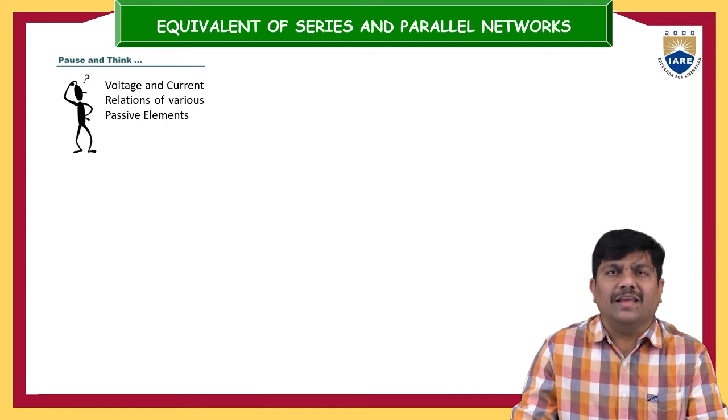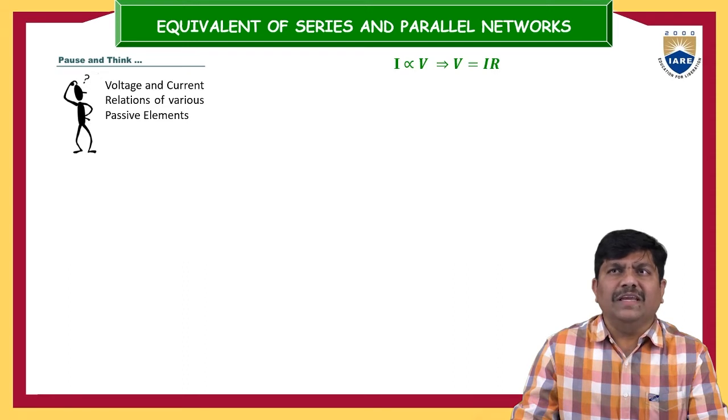Let's try to recollect the VI relationships, because with the help of them we are going to establish the resultant value of the resistance if the circuit has more than one loop. So this is Ohm's law: I is directly proportional to V, or V is equal to I into R. This is the Ohm's law statement, a fundamental law. Definitely this law is also helpful for us to determine the equivalent of series and parallel electrical networks.